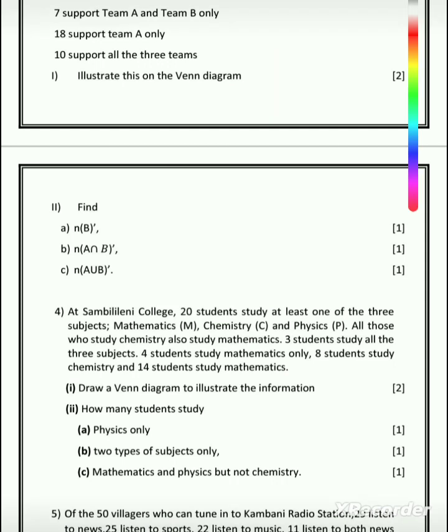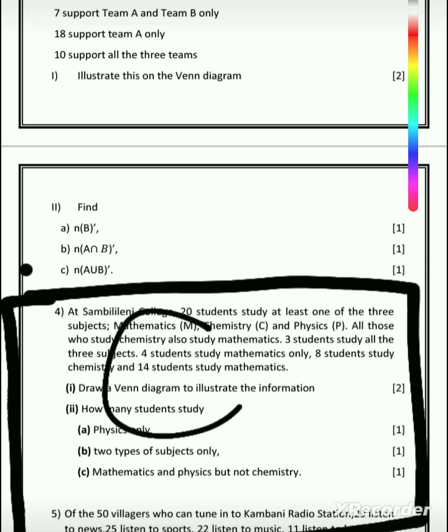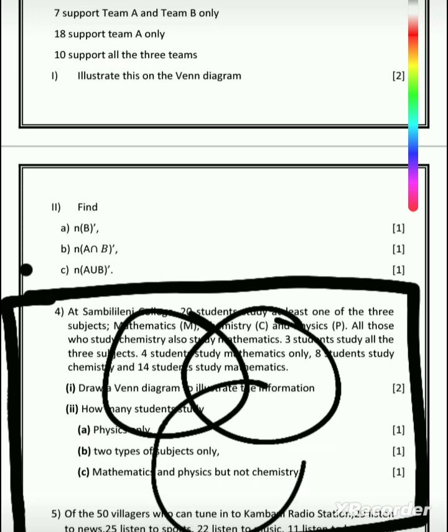Going to question 3. In a group of 60 football fans, 37 support team A, 28. Okay, again the English. Let's just draw the Venn diagram. We start working. So we have got 3 sets as usual. So we have team A, then team B, and team C.